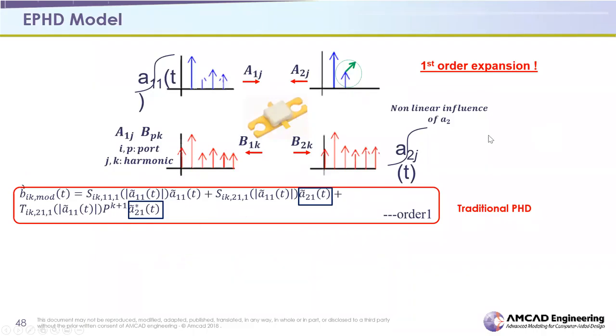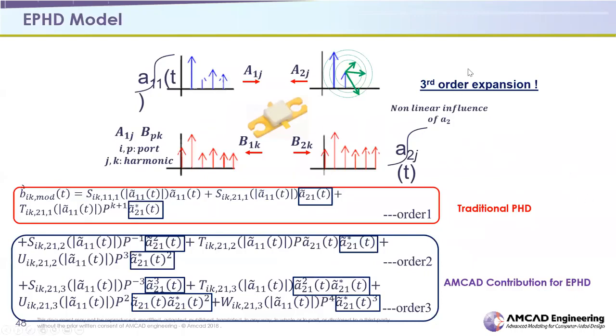So let's start with the PHD, traditional PHD, okay? Polyharmonic distortion. So the PHD is a first order expansion. And what does that mean? It means that we're using what we call a tickle tone. And this tickle tone will create a perturbation. So here we have a signal at the input, and we have our signal at the output. And then we inject the signal here at the output. And this signal is in fact a second harmonic signal, okay, with a phase difference. But the amplitude of this signal is fixed. So what we say is we have a linear perturbation around a nonlinear state. Okay, and this is the first order.